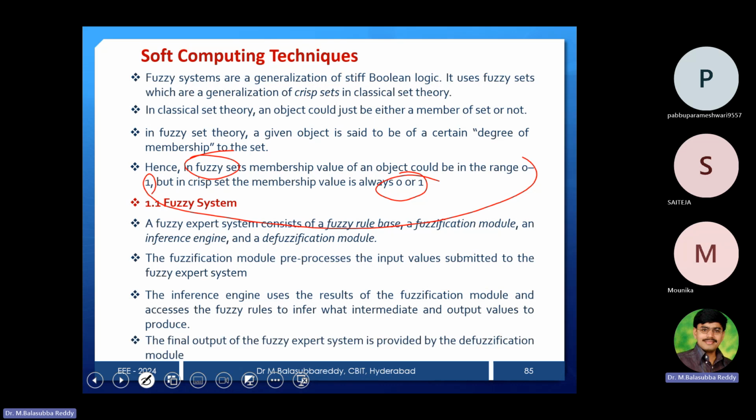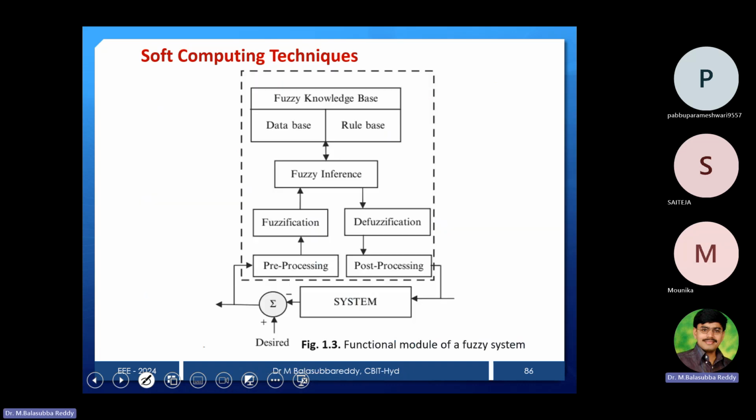So this is how the system is going to process inside the fuzzy set. The final output of a fuzzy expert system is provided by the defuzzification module. Whatever the system processes inside will be in machine understanding language. After that, again we have to convert it back to human understanding, so the defuzzification is going to give the final results. And this is what we explained here.